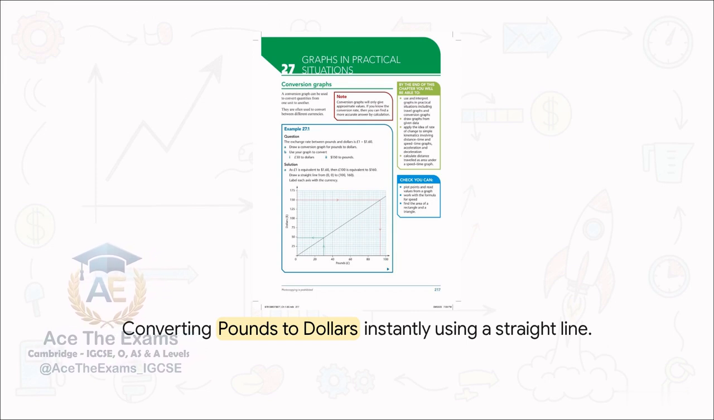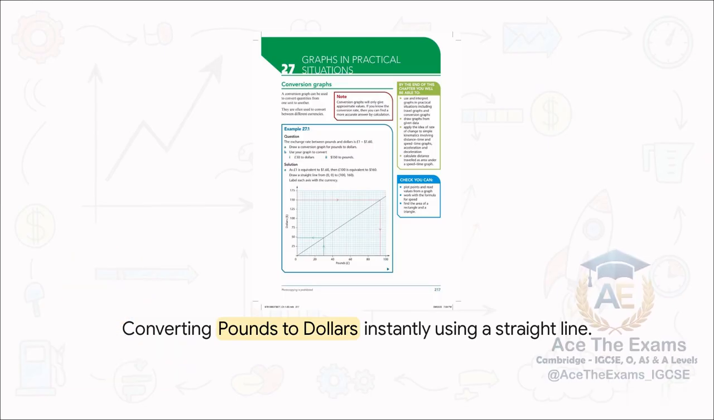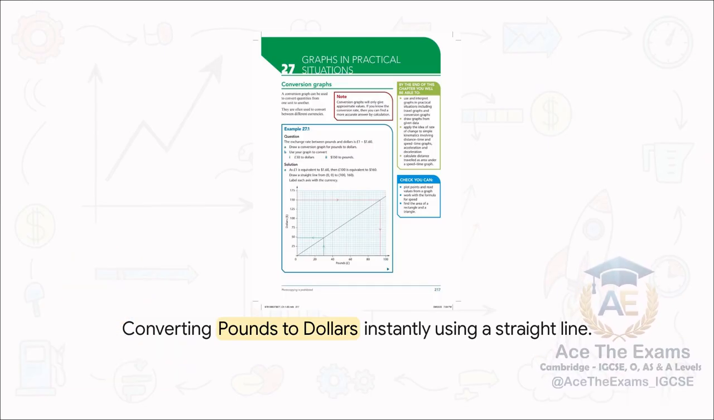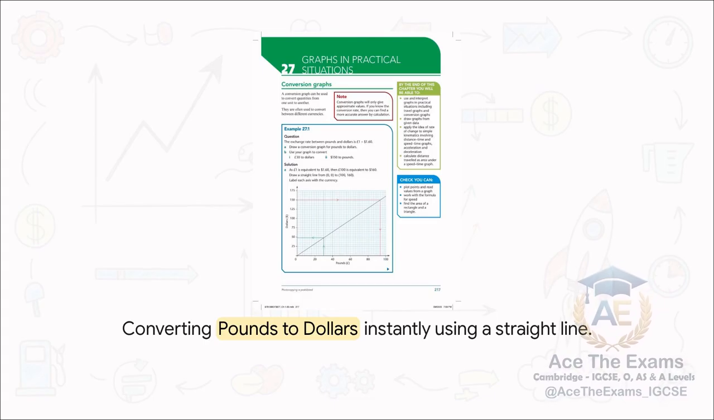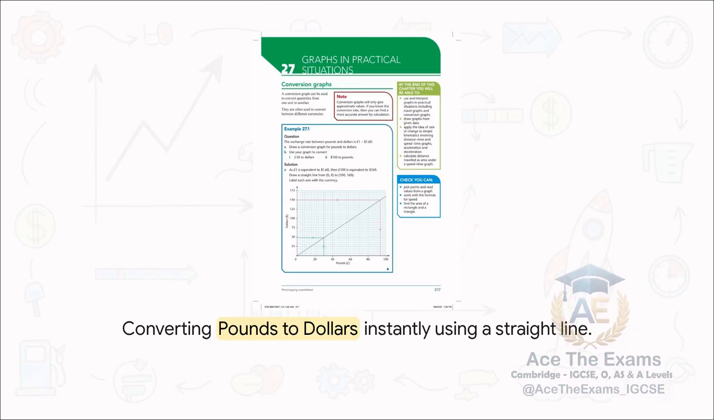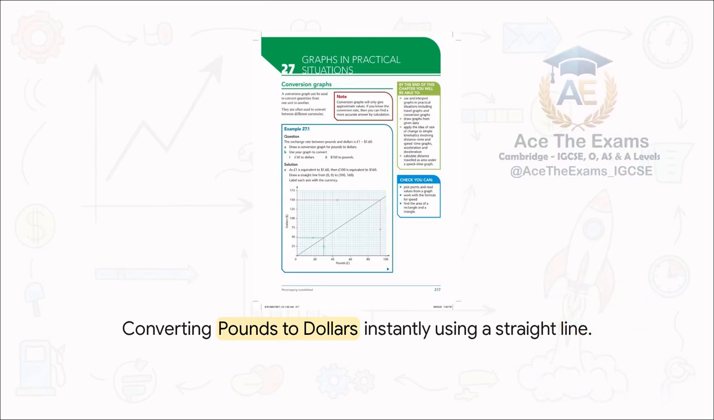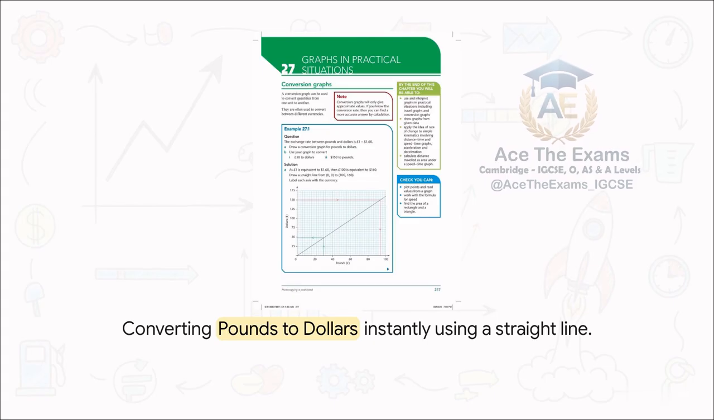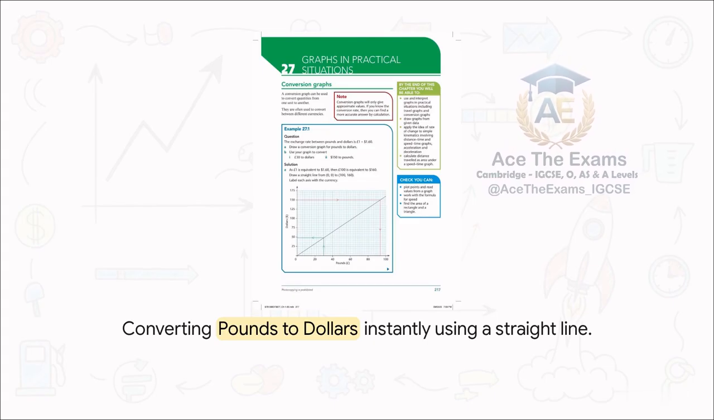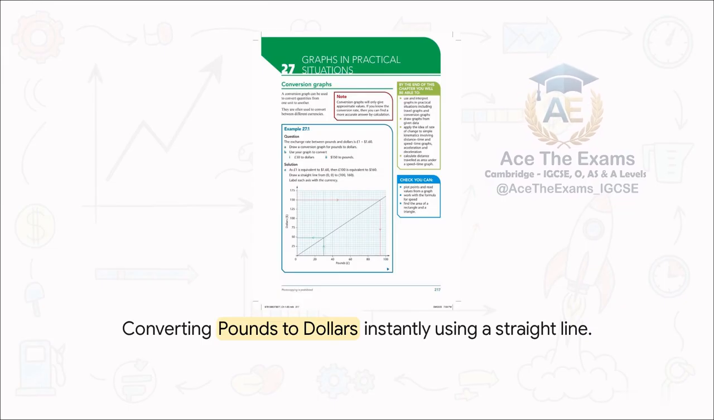Now, here's where strategy comes in. If the command word in your exam says estimate the dollar value of 30 pounds, you don't use a calculator. Sam would try to calculate it and waste 2 minutes. You just find 30 on the horizontal axis, draw a line straight up to our diagonal graph line, and read directly across to the vertical axis. It lands closer to 50, so we visually estimate it's roughly $48. It's an incredibly powerful way to process data instantly and secure those marks without burning the clock.